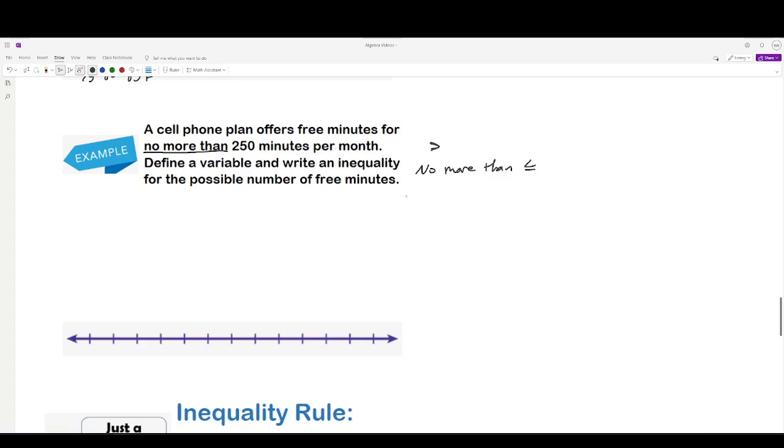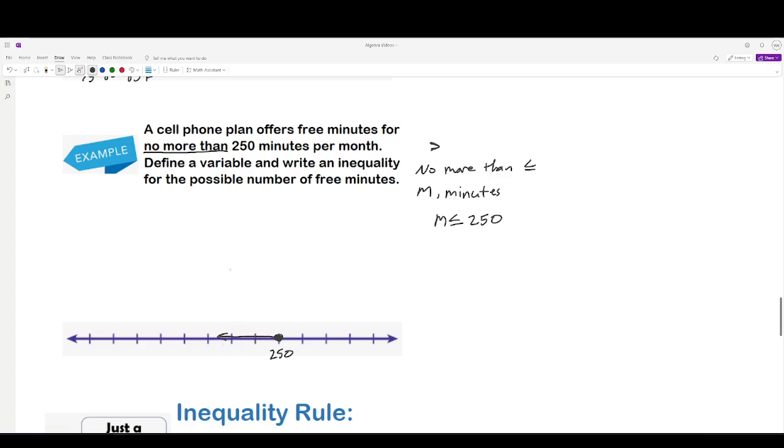Define a variable. So here I'm going to use M for minutes. I could use lowercase t for time, but I'm using M for minutes. And write an inequality for the possible number of free minutes. So M in this case is less than or equal to 250. On a number line, we're going to have 250. We can include that value, so we'll color in the dot. And then our arrow is going to go to the left.